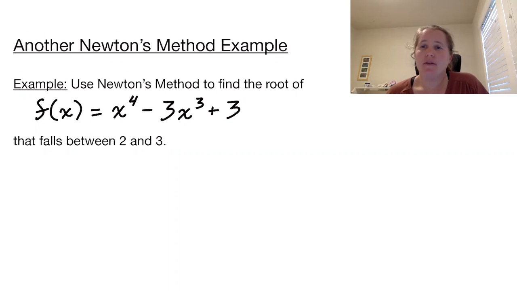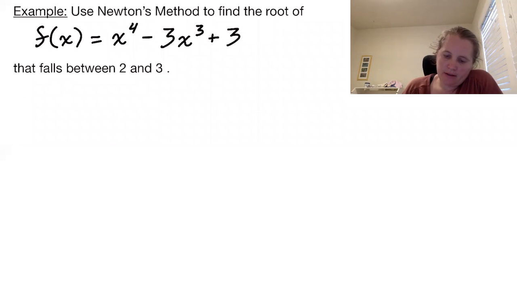Welcome to another Newton's method example. In this example, we are going to use Newton's method to find the root of f of x equals x to the fourth minus 3x cubed plus 3 that falls between 2 and 3, and we should specify that this is, let's go to 3 decimal places again.